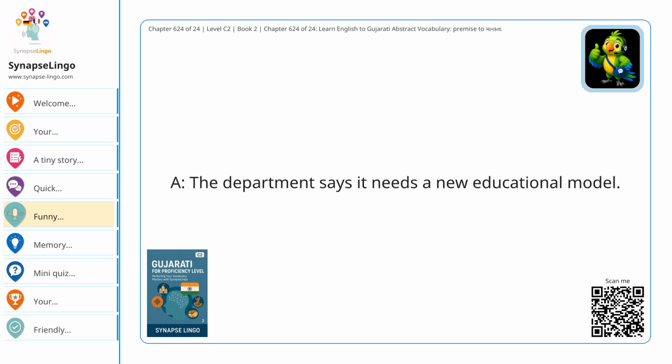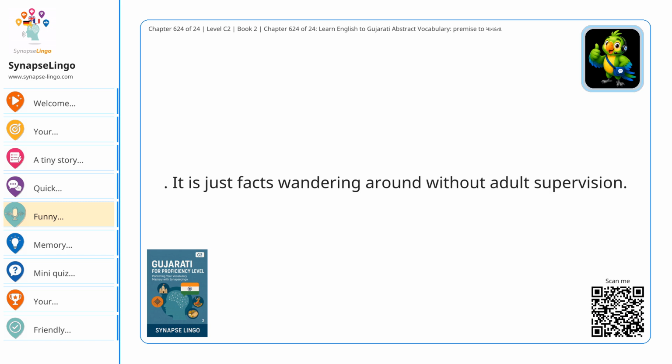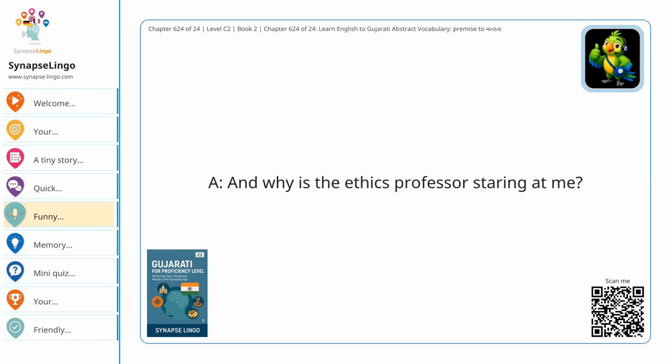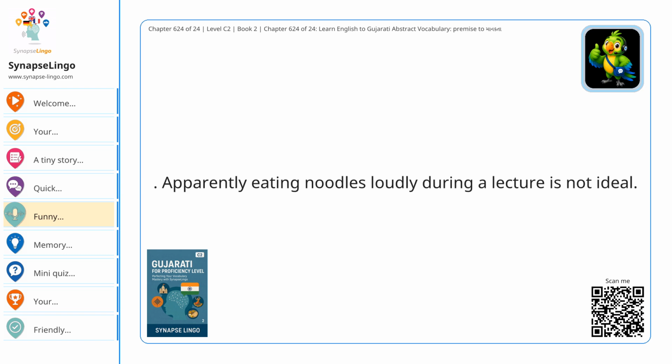A. The department says it needs a new educational model. B. A new. प्रतिमान Old ideas out, new glasses on. A. The whole plan failed? B. Yes, wrong. मूळ मान्यता Classic tragedy, but with spreadsheets. A. Why is that poster so important? B. It is the ध्येय निवेदन office poetry, but strategic. A. Why is the report still confusing? B. No. संदर्भ माळखू It is just facts wandering around without adult supervision. A. And why is the ethics professor staring at me? B. Because of मानकता apparently eating noodles loudly during a lecture is not ideal.